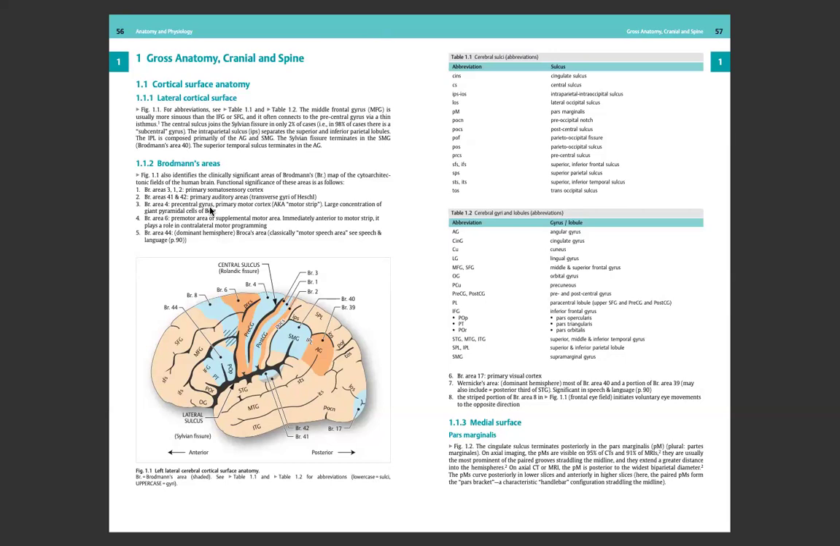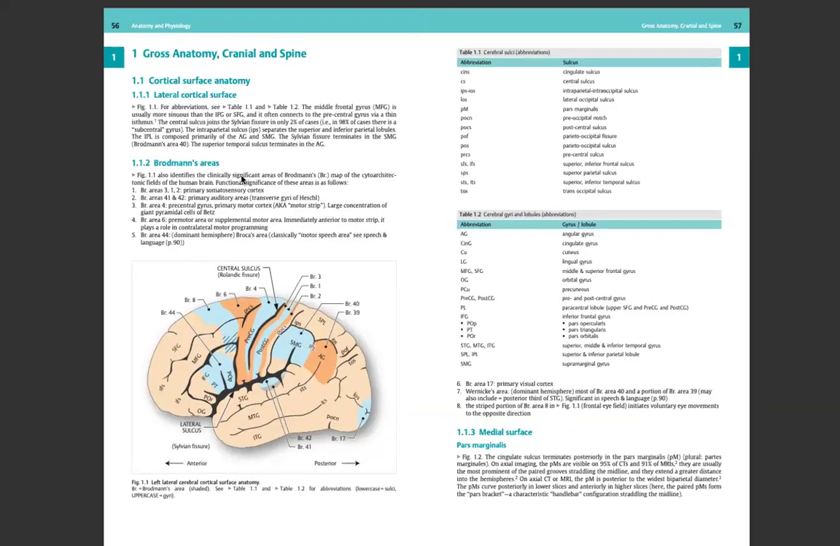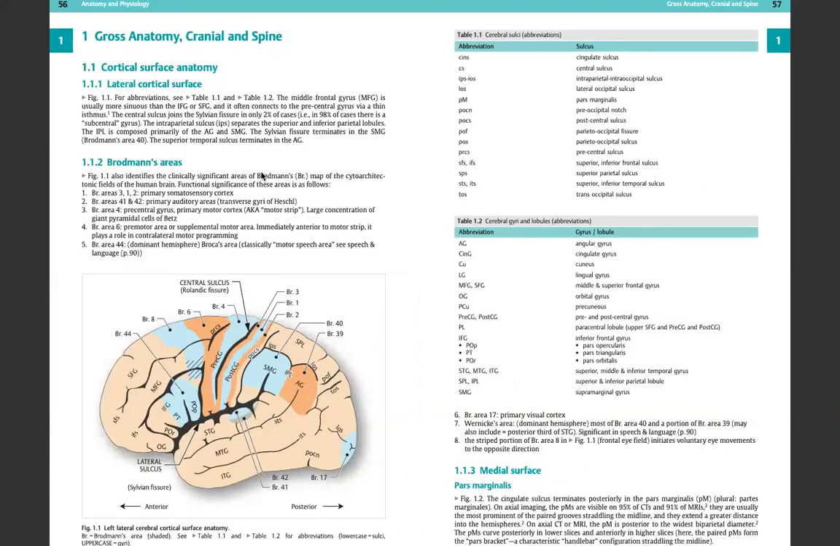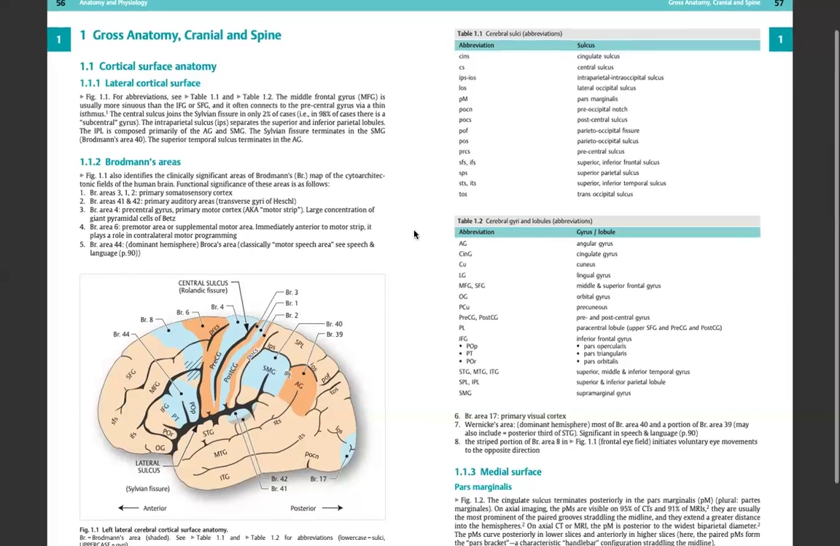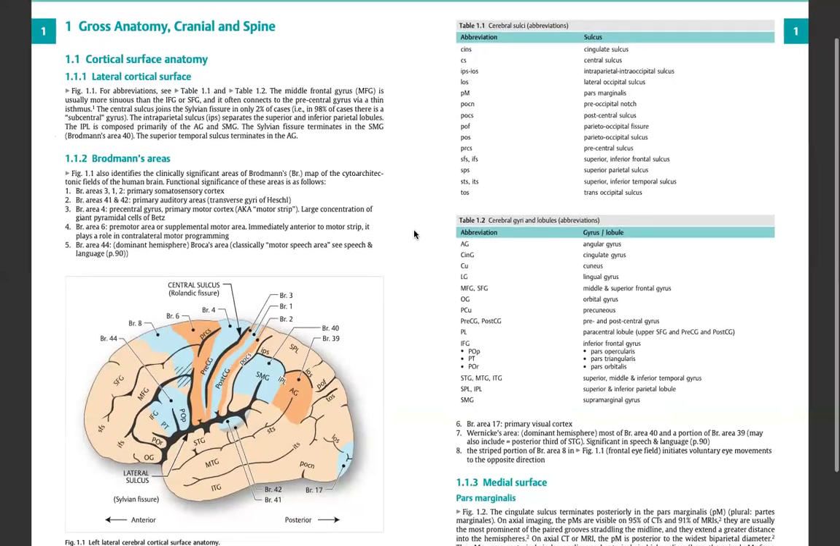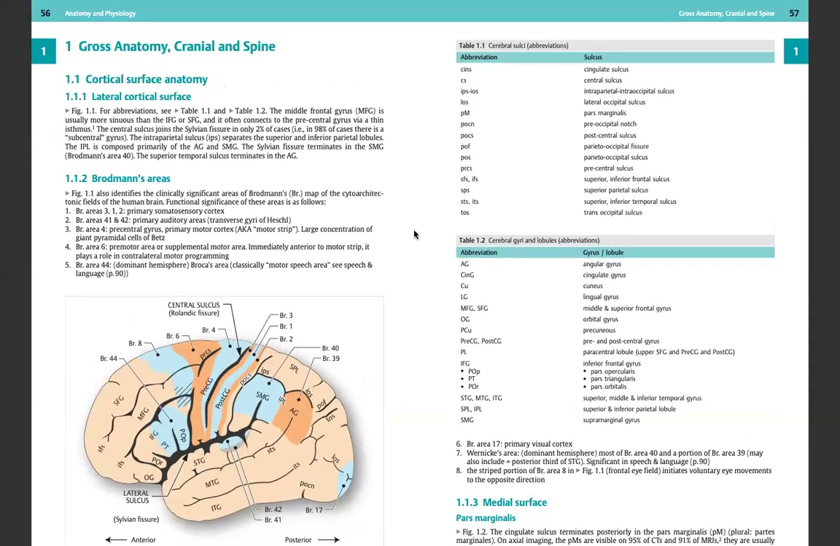According to Greenberg, there are abbreviations on the table on this other side of the screen. I don't know if you can see my screen, I'm sharing both pages to make it very easy. For the Brodmann's areas, the middle frontal gyrus is usually more sinuous than the inferior.